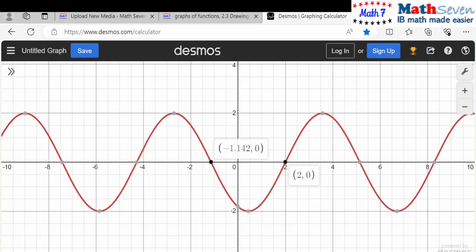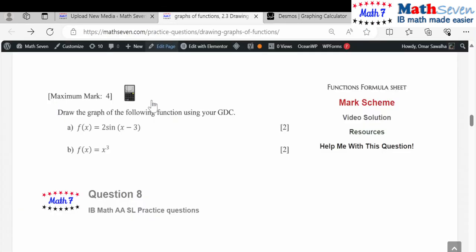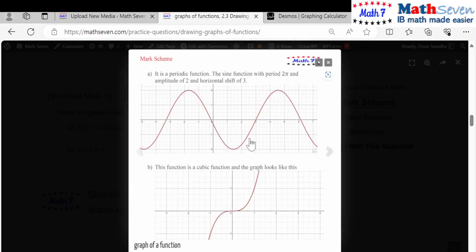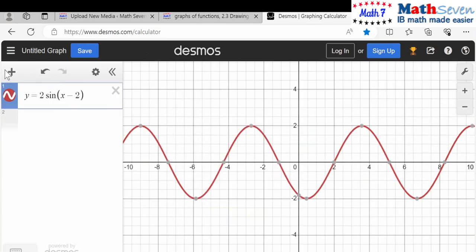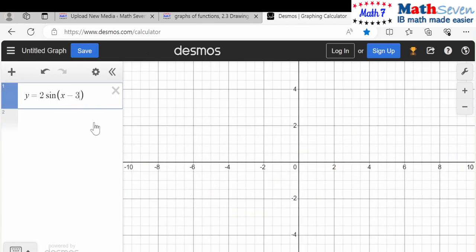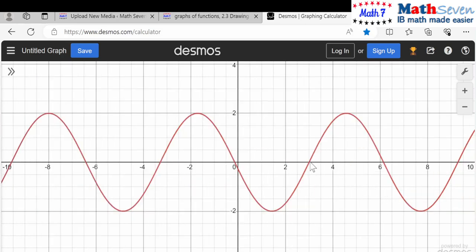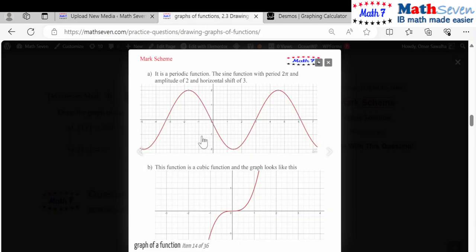Take a look at the first one. Let's go to the mark scheme. Again, that's the graph of a horizontal shift of 3 units. Let me see how I entered it on Desmos. Oh, sorry, that's the problem. It should be minus 3. Yes, now it's correct. I was wondering what was wrong. Now you can see it's up to 3 here, so it's a horizontal shift of 3 units. Take a look, see? Up to 3.